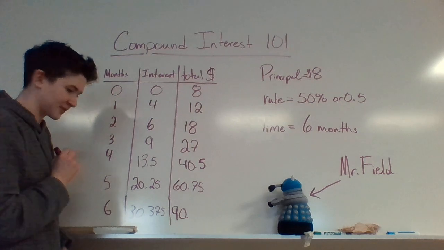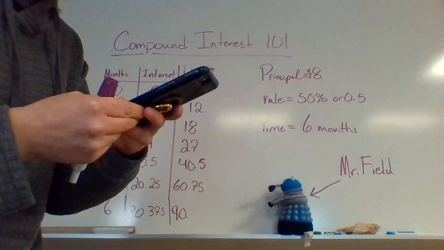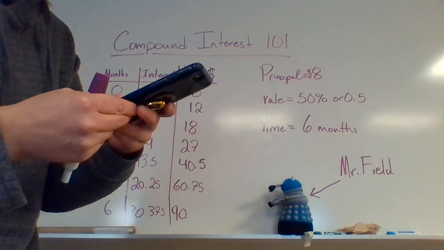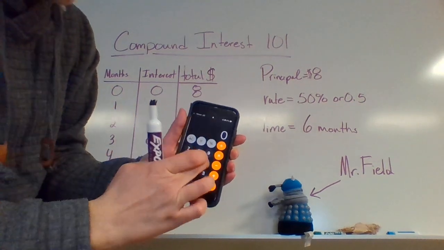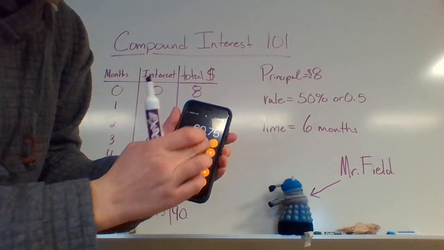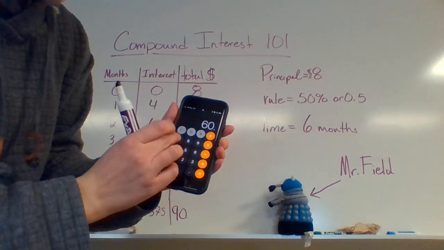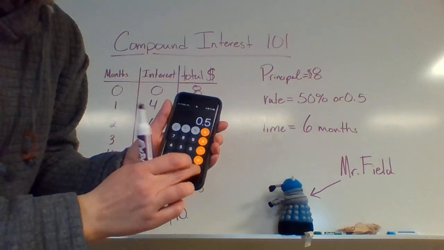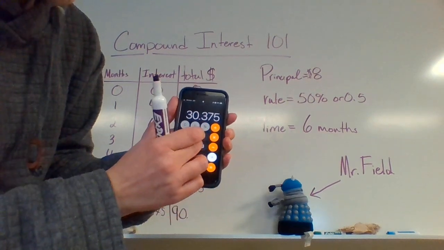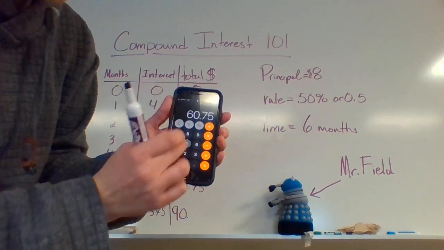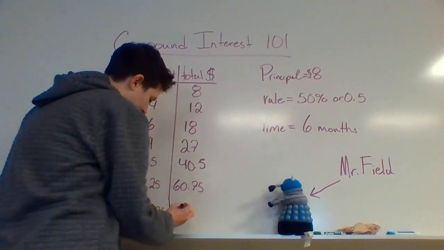Ooh, this is going to be fun. We're going to use a calculator. So if you don't have a calculator, we're going to take 60.75, multiply it by 0.5, and we get 30.375. So we were correct. Which we are now going to add to 60.75, and that equals 91.125. So I was wrong here. 91.125.